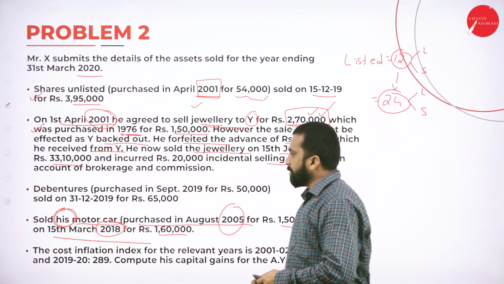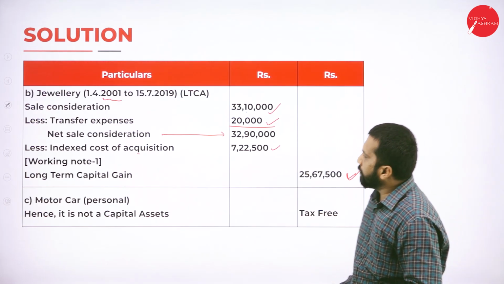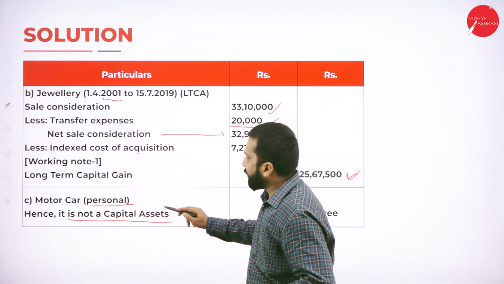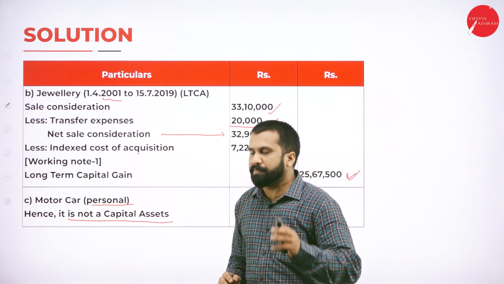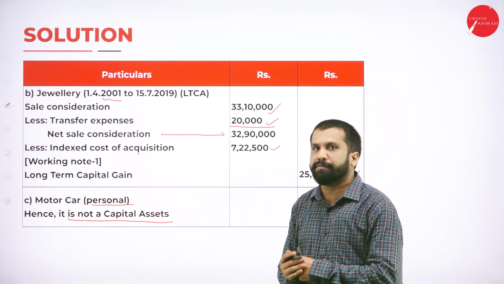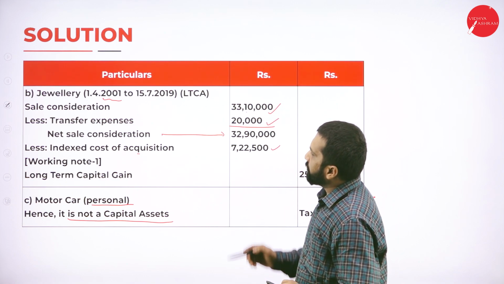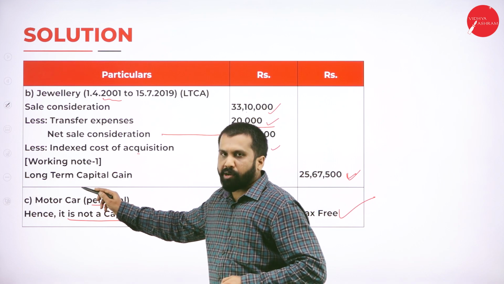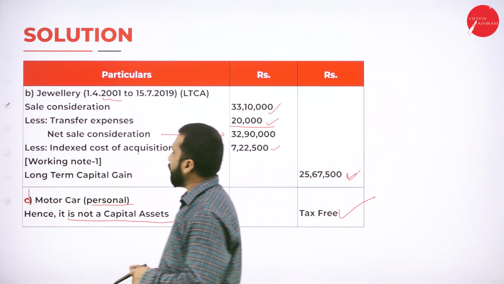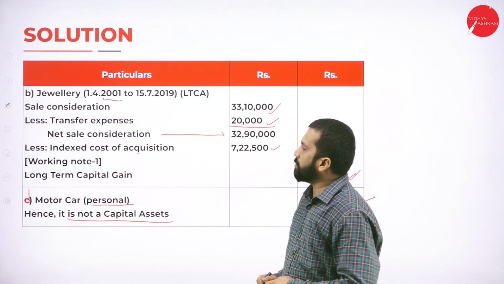So the answer for this is easy. See, the motor car is personal, hence it is not a capital asset. Clear? Good. So we will not calculate, it will be considered tax free. Now, this is B and the next one is not C actually. This one must be D, the last one. Now we will do C.